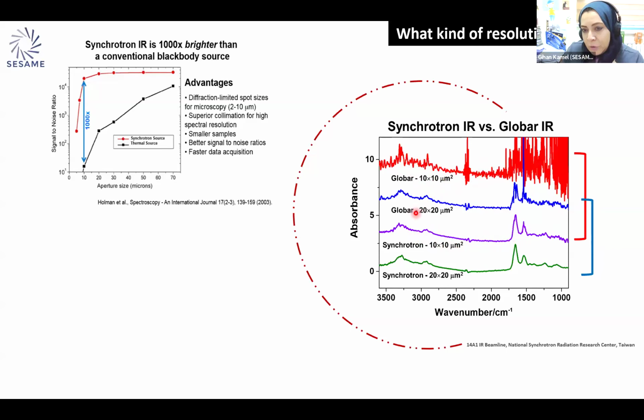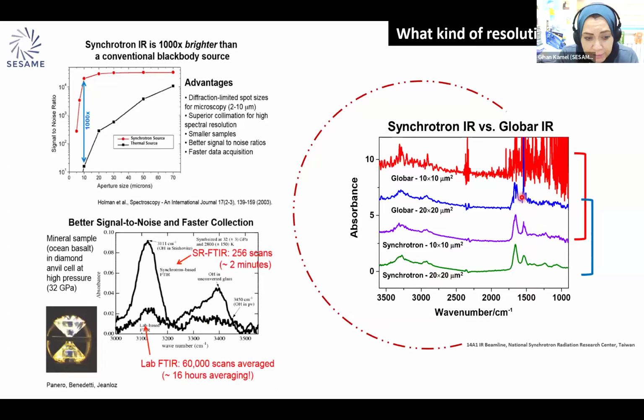And again, if you go to 20 by 20 micron square, the blue one, collected by the globar, and at the same aperture with synchrotron, you see the very neat, very nice spectrum, the green one. This is the kind of comparison that we do regularly to check the performance or the quality of enhancing the signal-to-noise ratio.